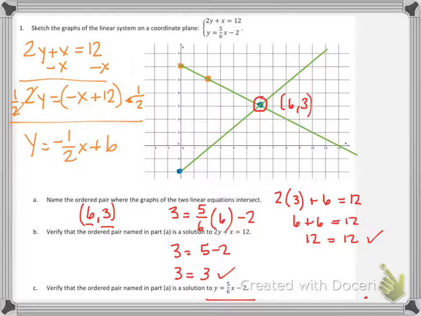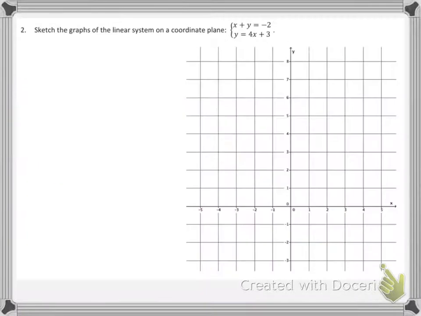In fact, it's the only point that is a solution for both, because it's the only point that's on both lines. It's the intersection. All right, let's check out question number 2. We're going to do the same thing. We're going to graph the 2 lines and find out where they intersect again.